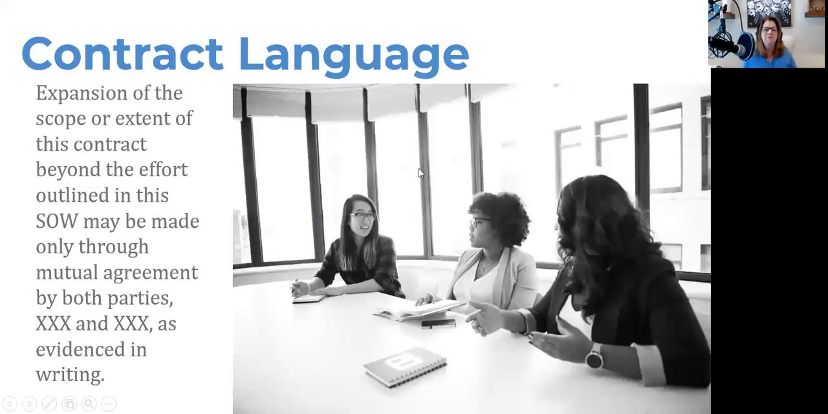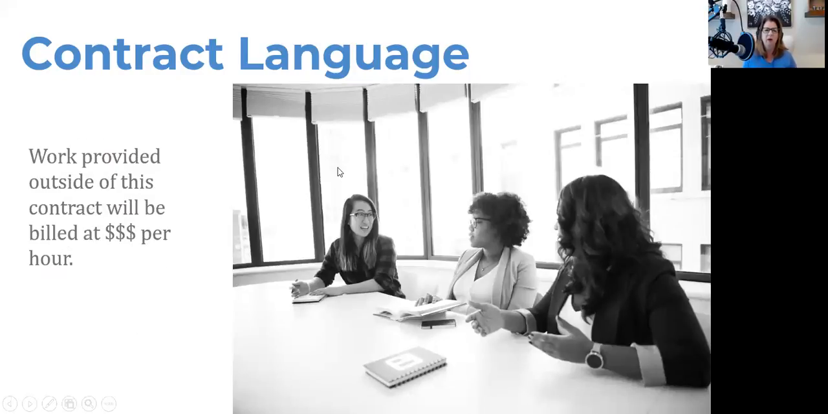When all else fails, CYA. I tried to find a really nice picture of a cow's butt here, but you get the picture. You know what CYA means. So contract language, that's where you cover your tail end. And I put in language that goes something like this: expansion of the scope or extent of this contract beyond the effort outlined in this scope of work may be made only through mutual agreement by both parties, Community Evaluation Solutions and the client's name, as evidenced in writing. So you want to have that language in your contract.